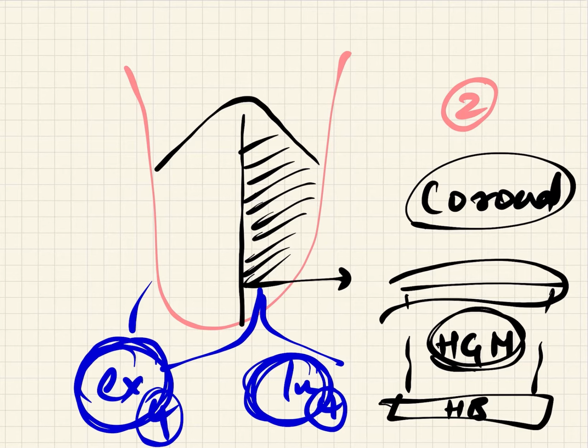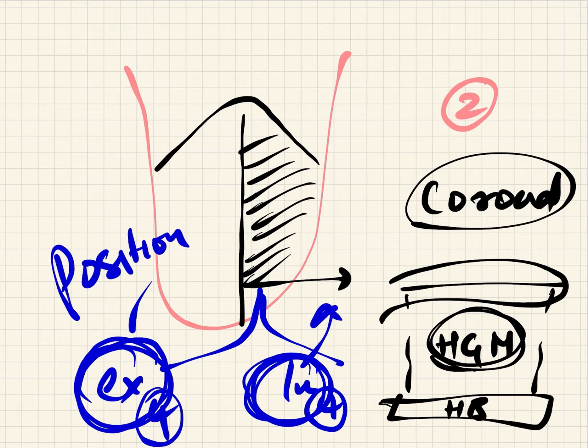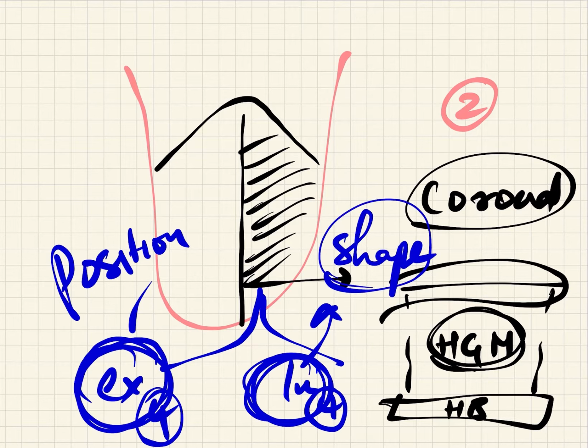And these extrinsic muscles are responsible for altering the position of the tongue, whereas the intrinsic muscles are responsible for altering the shape of the tongue. So very important: intrinsic, shape, and extrinsic, position. Okay, so you have to remember this. And now let us go to the extrinsic muscles of the tongue.